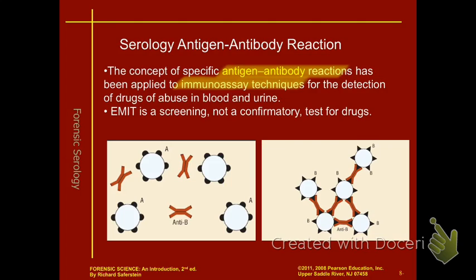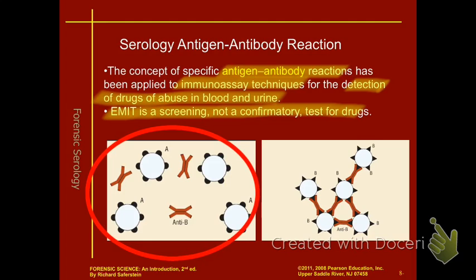I remember, or hopefully you remember, that I mentioned in the last topic one of the screening tests for toxicology. That's detection of drugs of abuse in blood and urine. EMIT, which is the immunoassay technology, is a screening, not a confirmatory test for drugs. So what we see here is two different situations. On the left-hand side, we have type A red blood cells, and they don't react with anti-B antibodies, so there's no clumps formed, there's no agglutination. But when you have type B blood cells here, they will fit exactly with the anti-B antibodies, and they'll clump together. This is the agglutination.